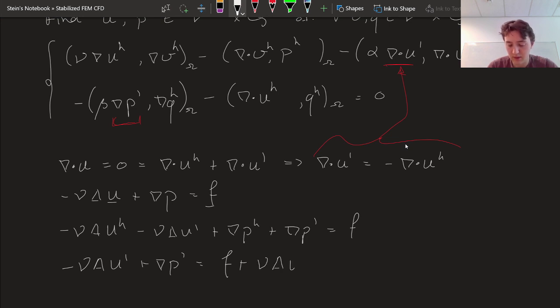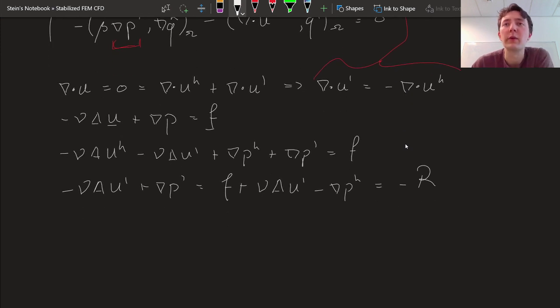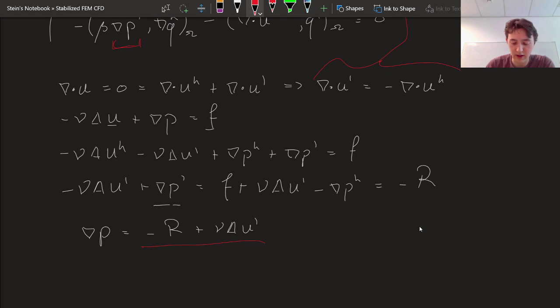nu, and that's actually precisely minus the residual. And so this is pretty much the same thing as what we realized earlier. The fine scale equations, they can be interpreted as being forced or driven by the residual of the coarse scales. Now we needed this gradient of P prime, and that actually ends up being then minus R plus nu Laplace operator of U prime. So I can substitute this in there.